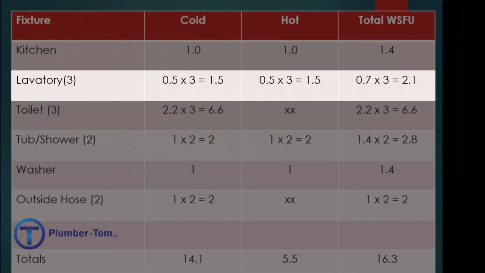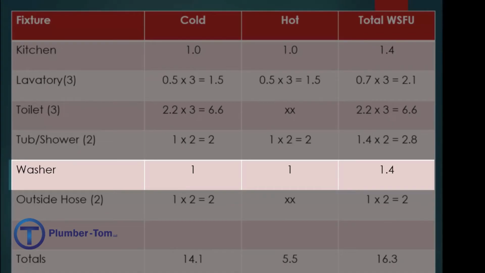Lavatory faucets, we have 3 of those. Each of those is worth 0.5 water supply fixture units on the cold, times those by 3 and we get 1.5. Same with the hot. Each of those is worth 0.7 water supply fixture units. When that is combined, if we have a mix of hot and cold, that distribution line would have to be valued 0.7 times 3. We're going to get 2.1 for our lavatories.